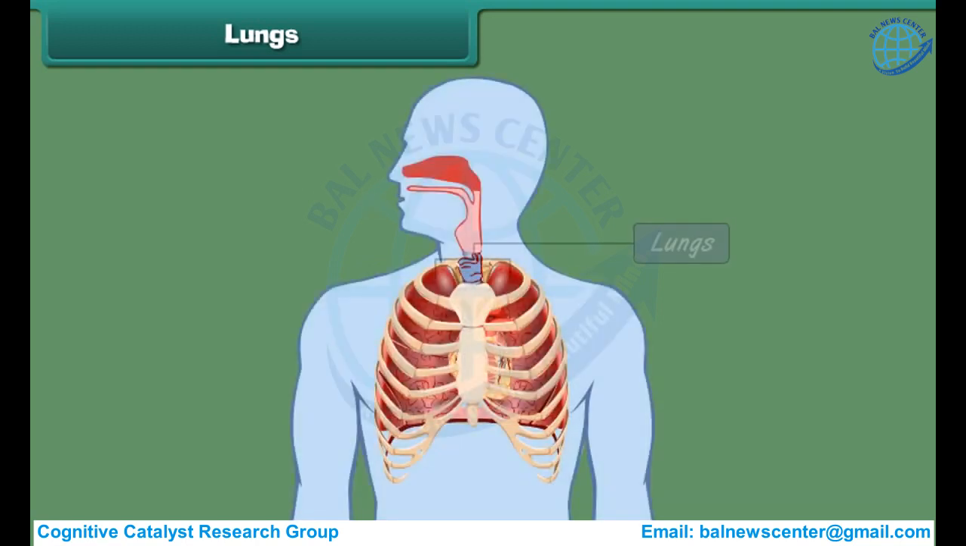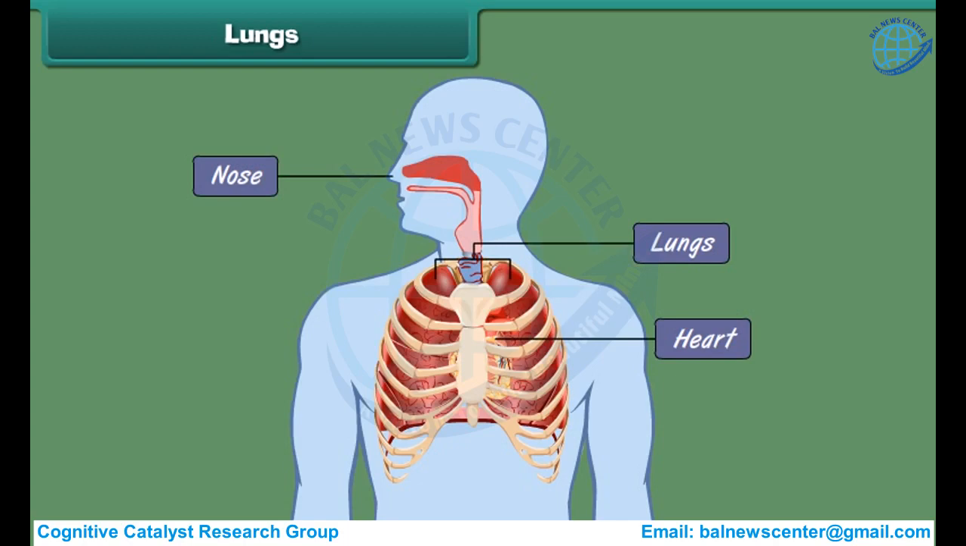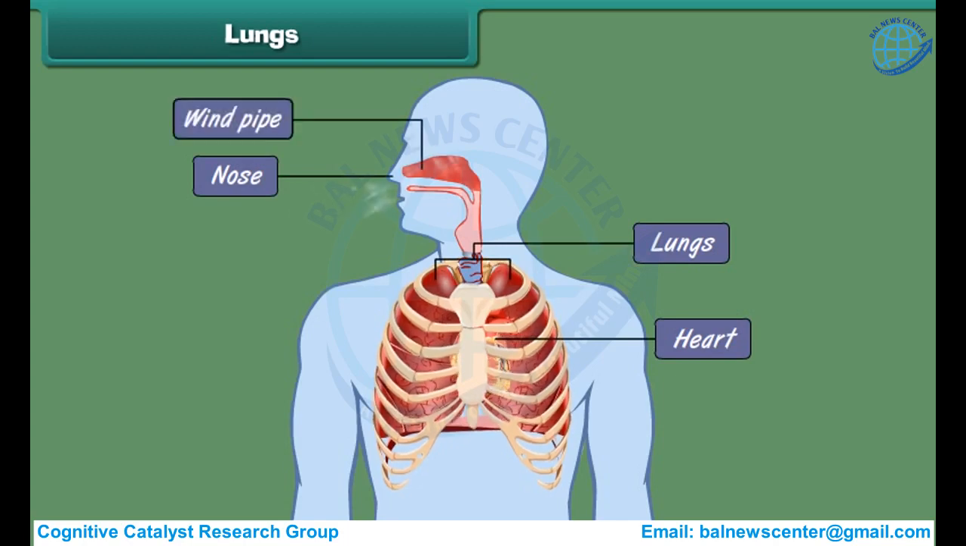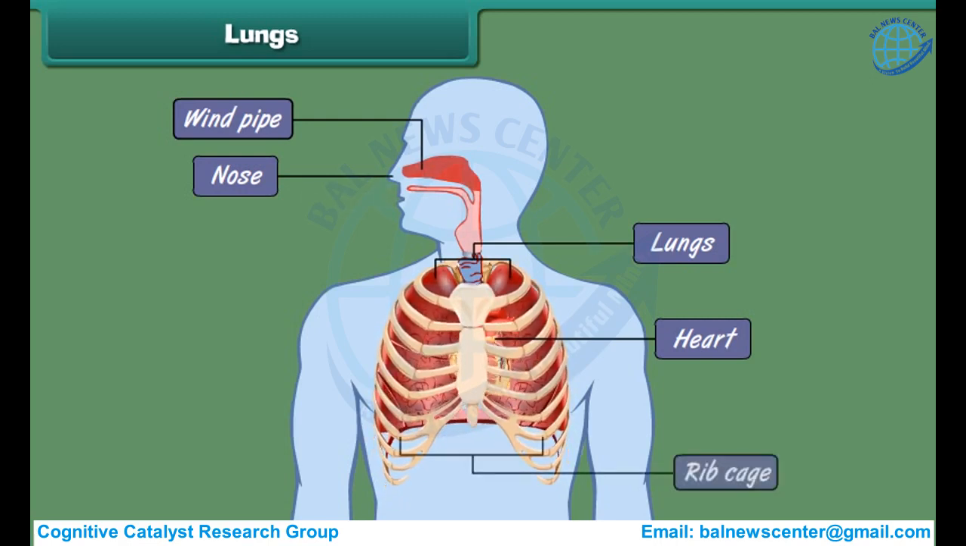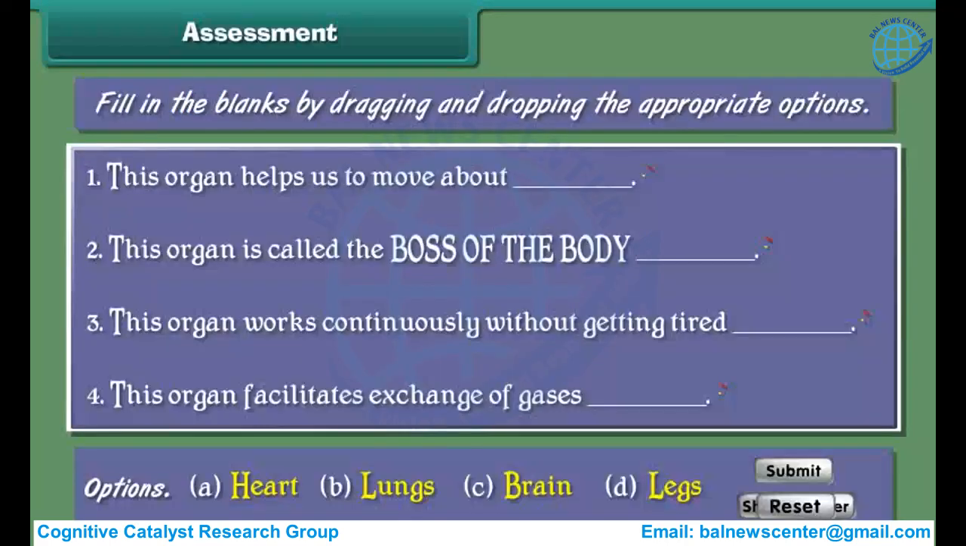Human body has two lungs, located on either side of the heart in the chest cavity. The nose and the windpipe form the passage for the air to move in and out of the lungs. Like the heart, the rib cage also protects the lungs. Fill in the blanks by dragging and dropping the appropriate options.